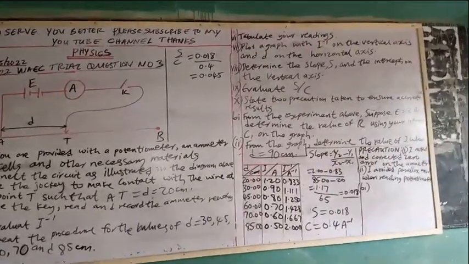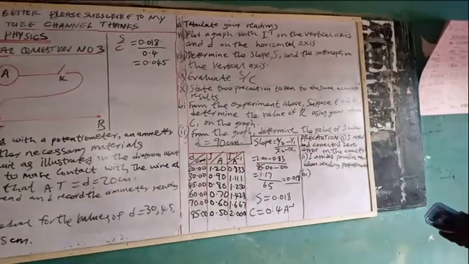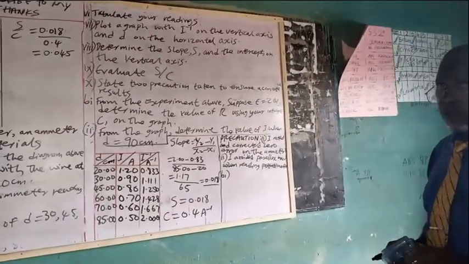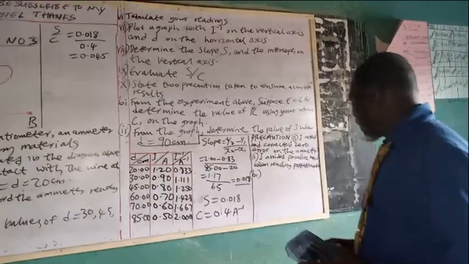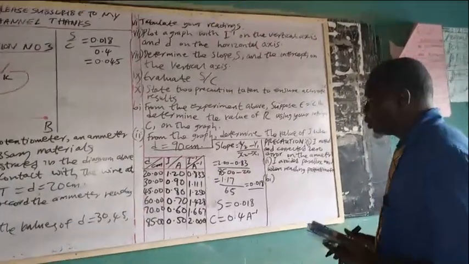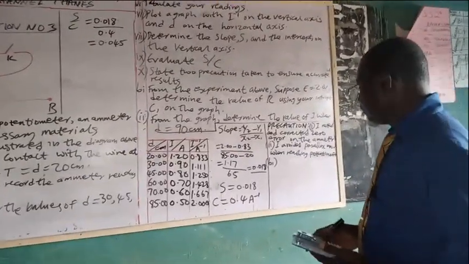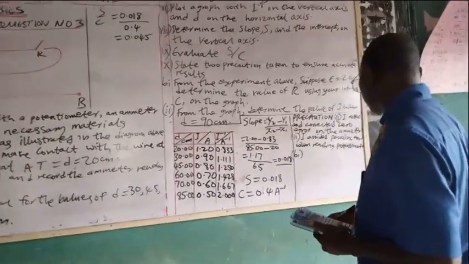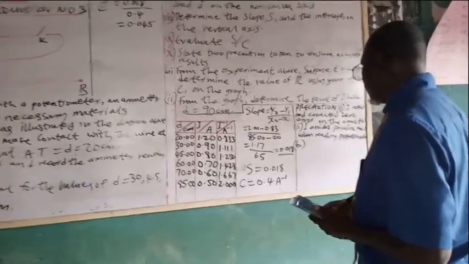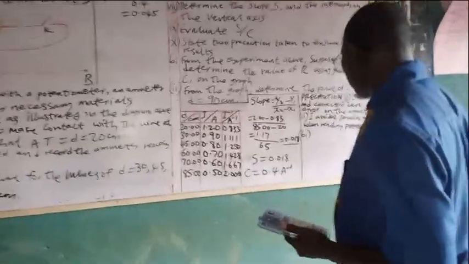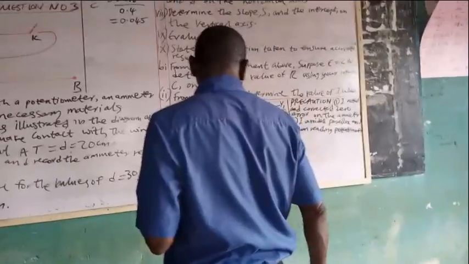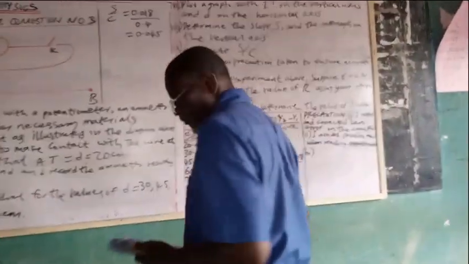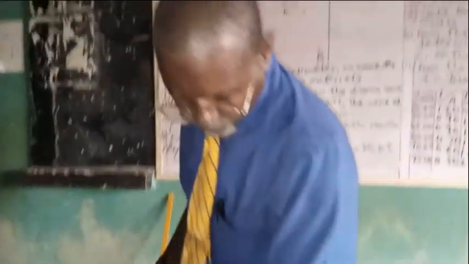Then state two precautions taken to ensure accurate results. Number 1, I noted and corrected zero error on the ammeter. Number 2, I avoided parallax error when reading the potentiometer. Then, from the experiment above, suppose E is equal to 2.0 volts, determine the value of R using your intercept C on the graph.